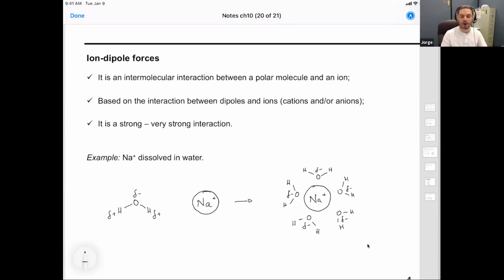Okay, so all the water molecules will compete for the attention of the sodium plus and will be all over the sodium plus. And this is called ion dipole interaction. Because the ion is a charge attracting a polar molecule, this is going to be a strong to very strong interaction.